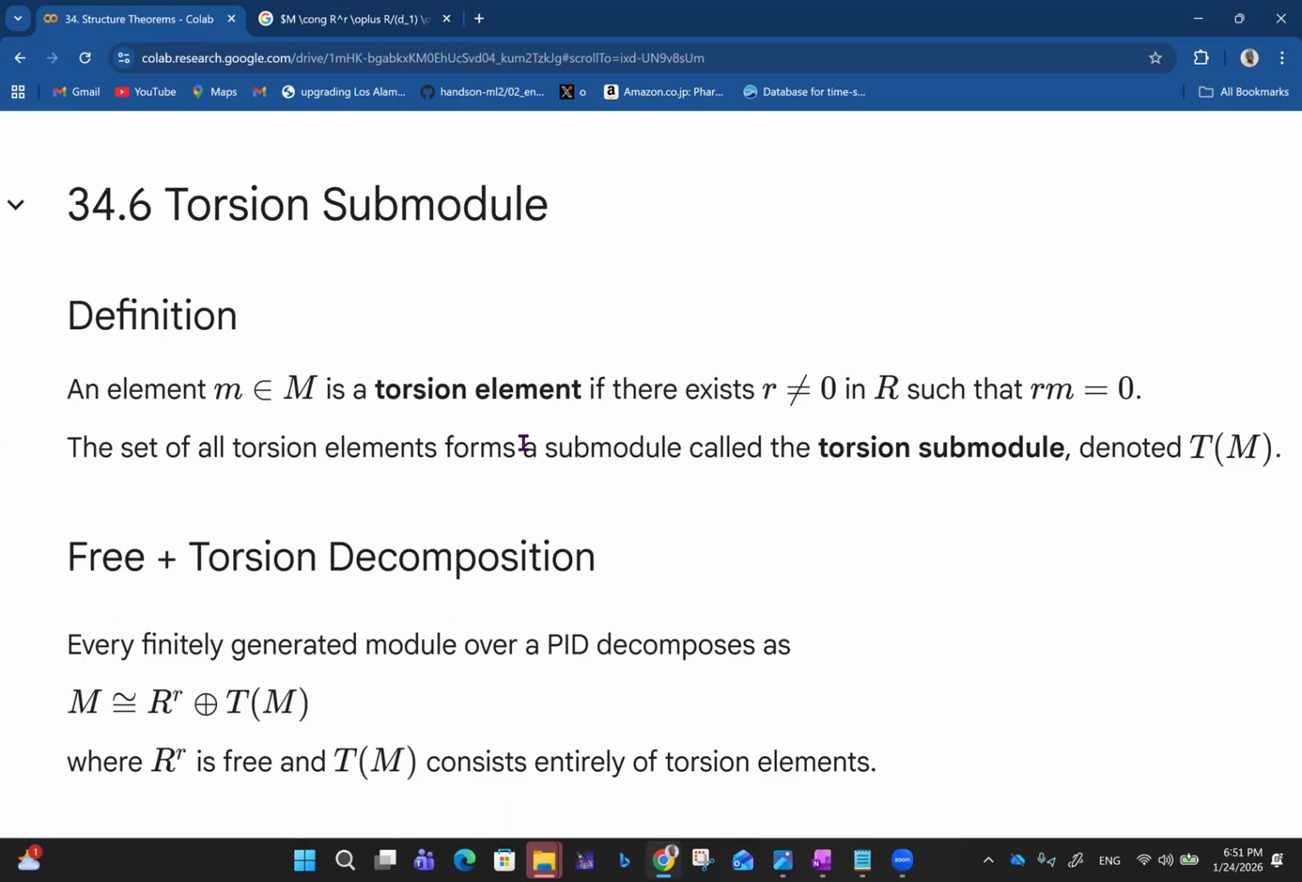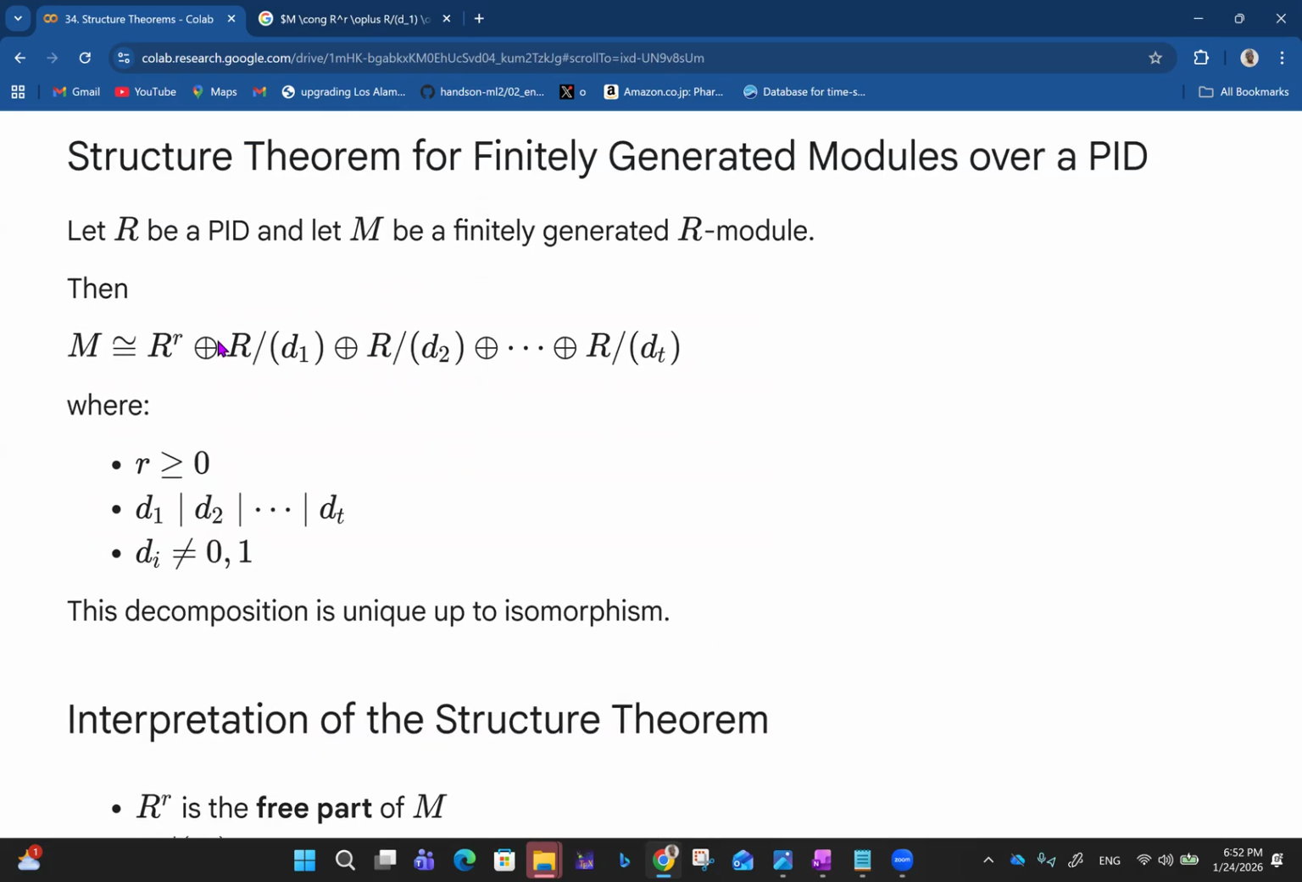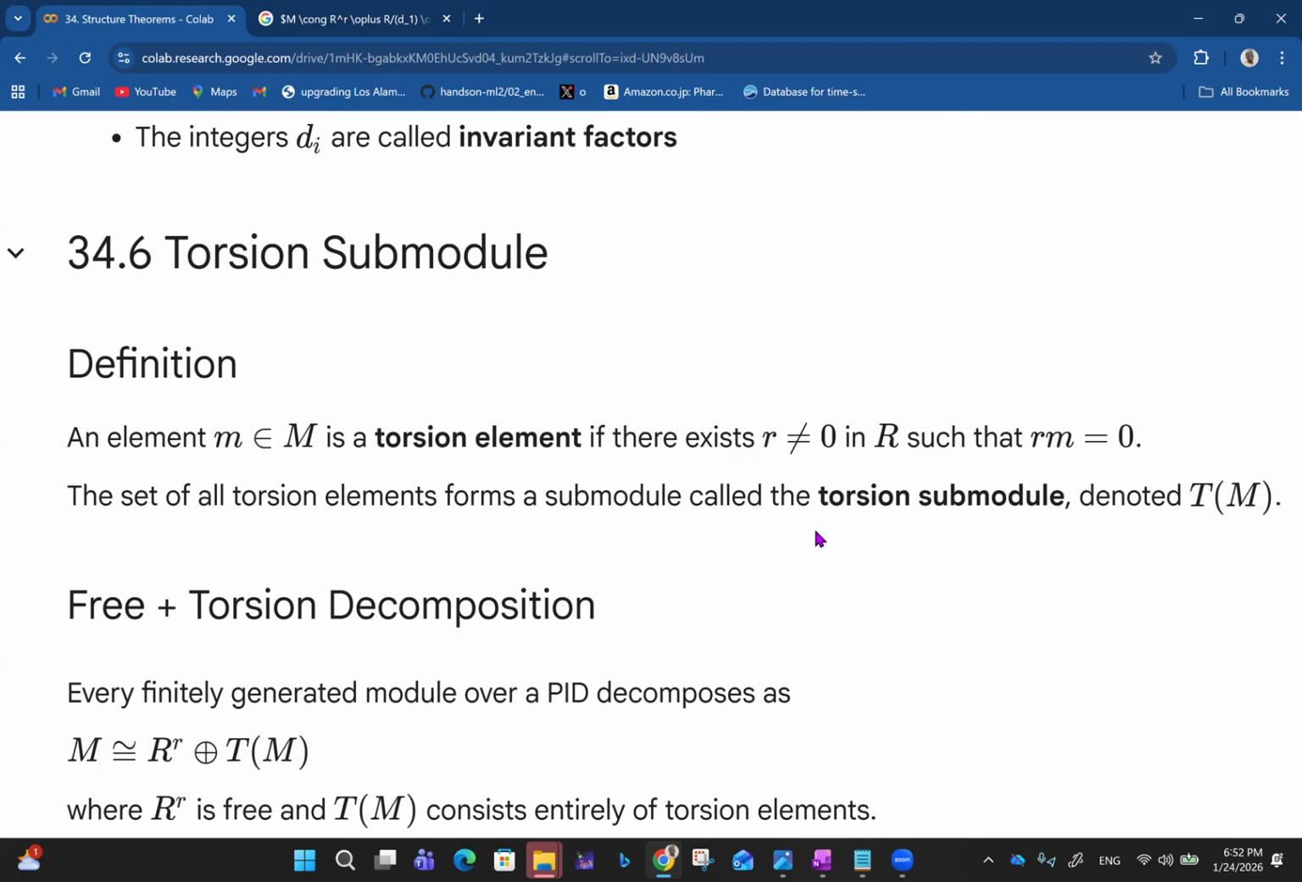So the set of all torsion elements forms a submodule called the torsion submodule, denoted T(M), right? Then we have the free plus torsion decomposition. Every finitely generated module over a PID, a principal ideal domain, decomposes as M being isomorphic to the free part R^r plus T(M), where R^r is free and T(M) consists entirely of torsion elements. So this part is what we can see as the torsion part: R/(d1) ⊕ R/(d2) all the way down to R/(dt).